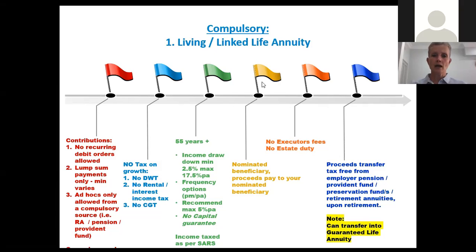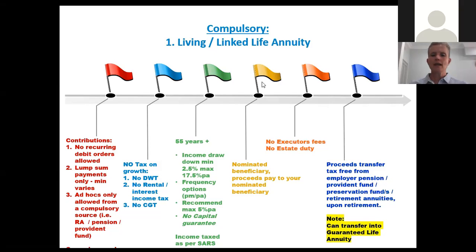And you may decide at 55 that you want to commute your Allan Gray RA into a living annuity, and then 3 or 4 years later, you would like to commute your Sanlam preservation fund into the same living annuity. You can do that, so long as it's coming from a compulsory source. Okay.